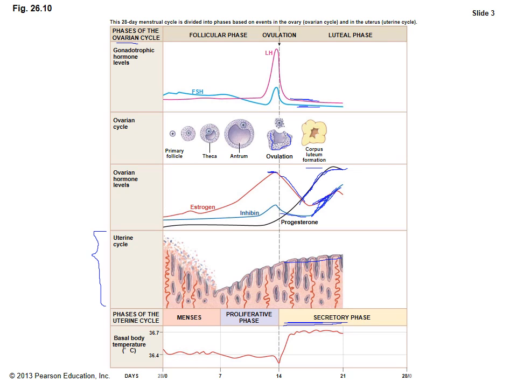And if we look at the basal body temperature over here, another thing that this surge of progesterone does is it increases the basal body temperature by about 0.3 degrees Celsius, because progesterone is a thermogenic hormone, so it has thermogenic ability and it increases the basal or the core body temperature.